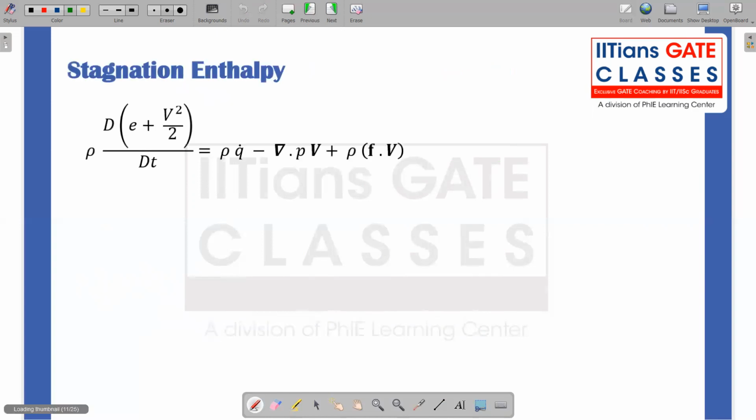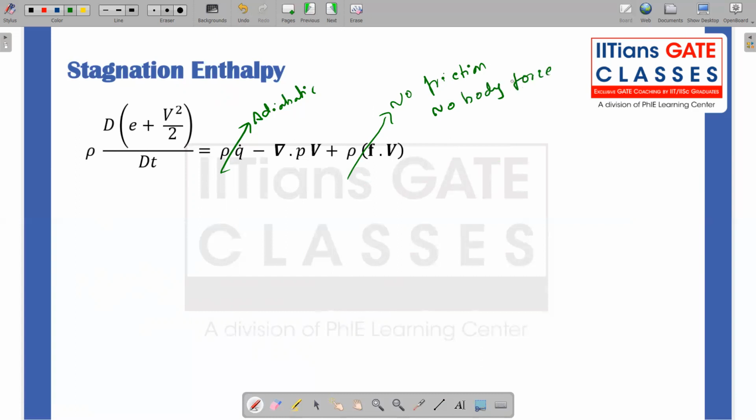So let us move on to define a stagnation enthalpy then. To define a stagnation enthalpy, I will assume the flow to be adiabatic, and again I assume there is no friction and no body force. Am I assuming it as steady? No, I am not assuming it as steady as of now. We will see it. All I am assuming is adiabatic.